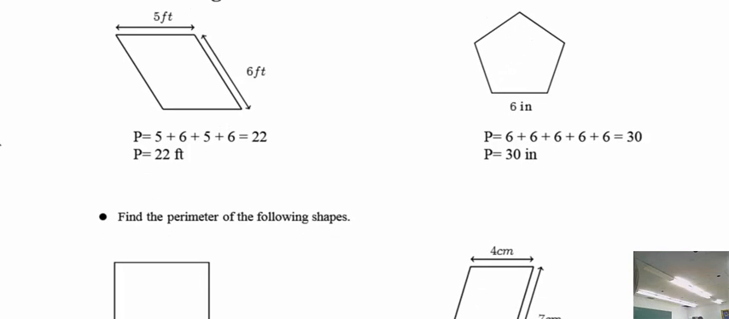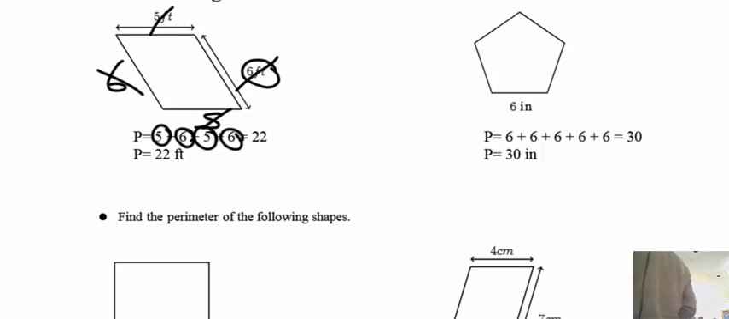This is 5, that is 6. These two are the same, so this will be 6 as well. These two are the same, so that will be 5 as well. The question is adding 5, starting from here, 6, 5, 6, all the sides together. That will give you the total of 22, and 22 is not your full answer yet. 22 feet, including the unit, is your full answer.